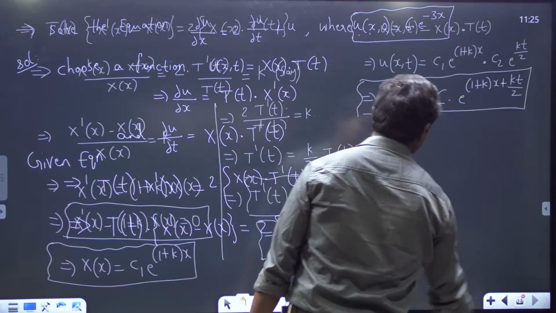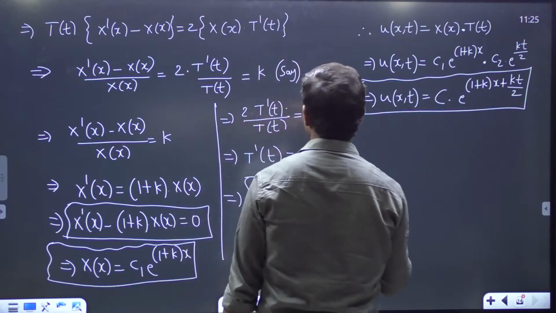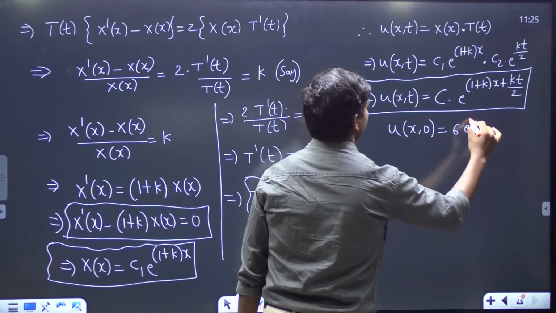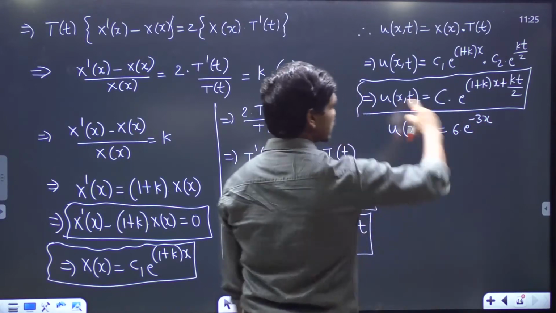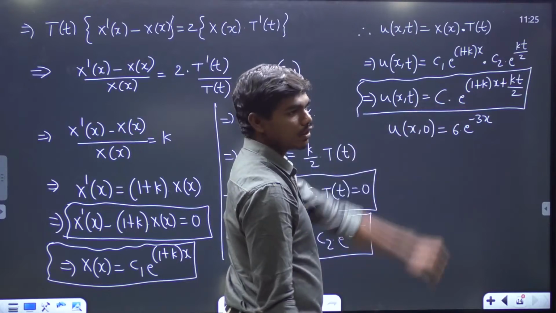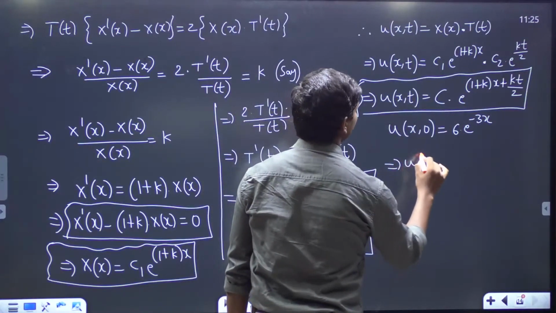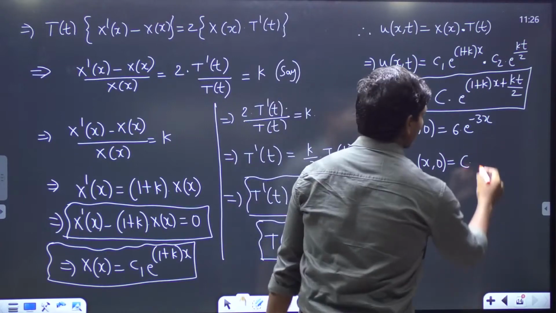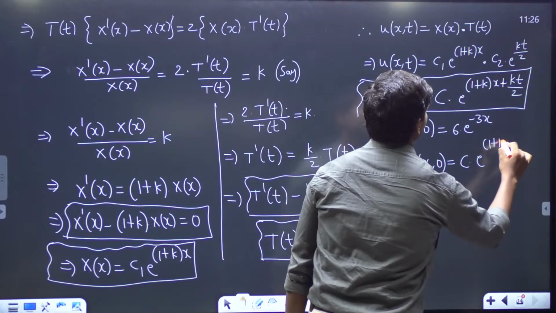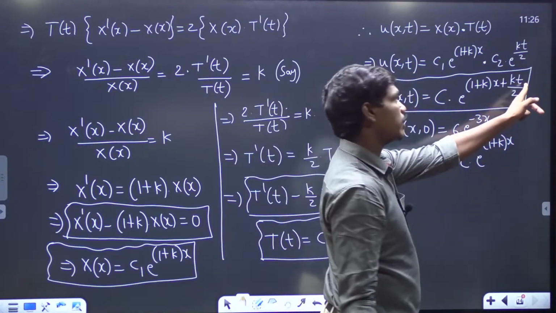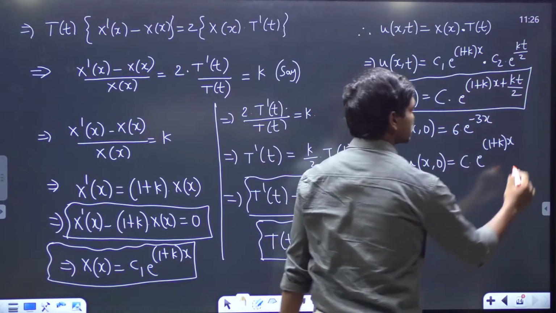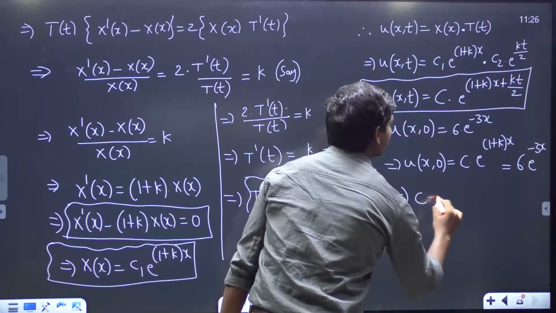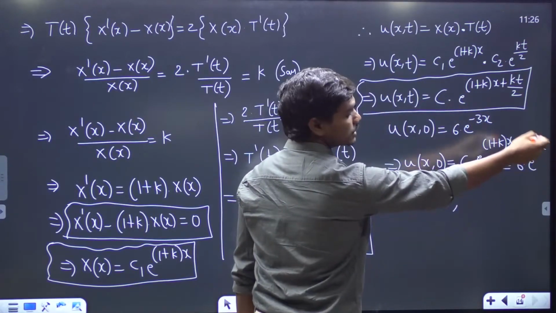So see here, now we have the initial condition u of x comma 0 is equal to 6 into e power minus 3x. Correct? So which means if you put t is equal to 0 in this equation, you will get the value of k. So u of x comma 0 is equal to c into e power (1 plus k) x, plus, when you put t is equal to 0, this term disappears, and this is given as 6 into e power minus 3x. So this implies the c value is 6, and if 1 plus k is minus 3, then what about k?